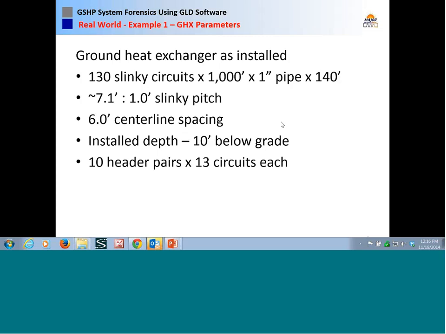So this is the ground heat exchanger installed. Let me get this down a little bit.